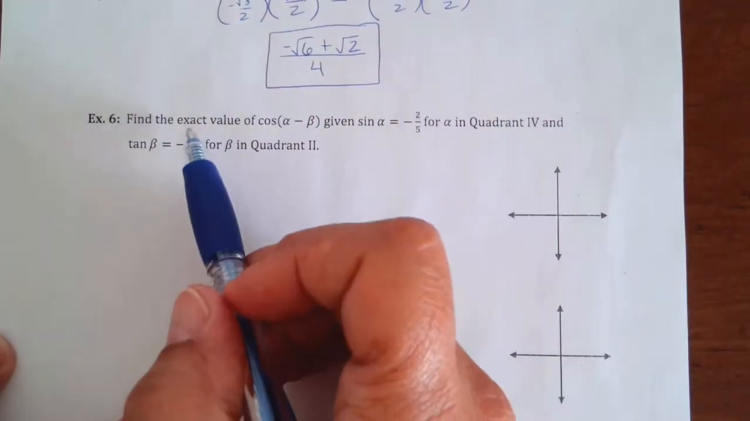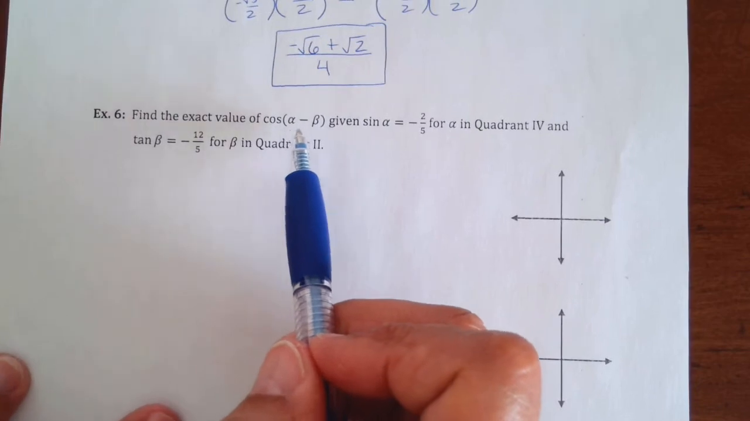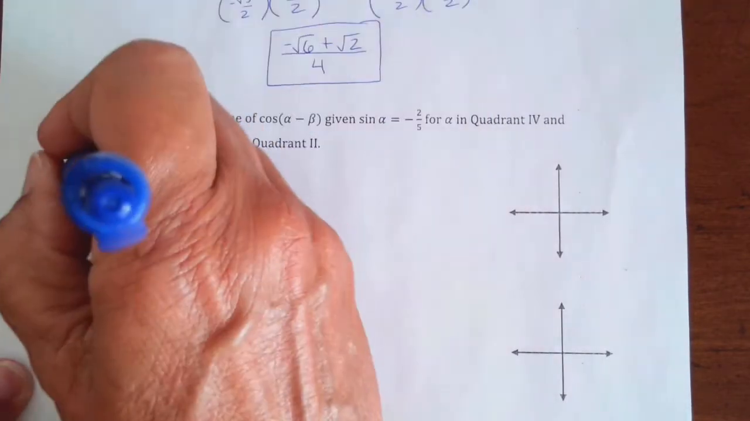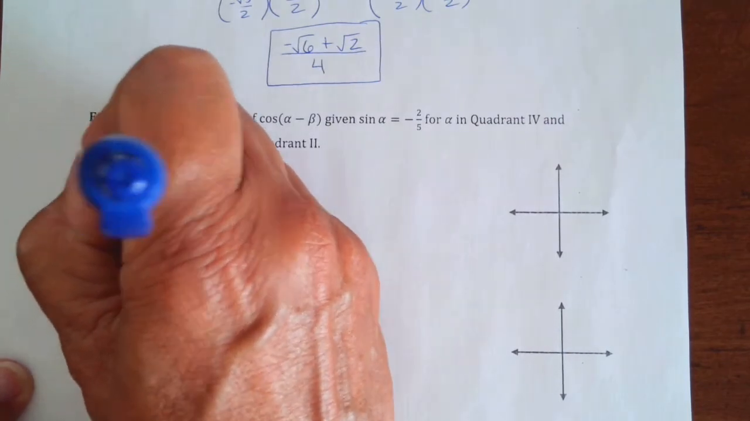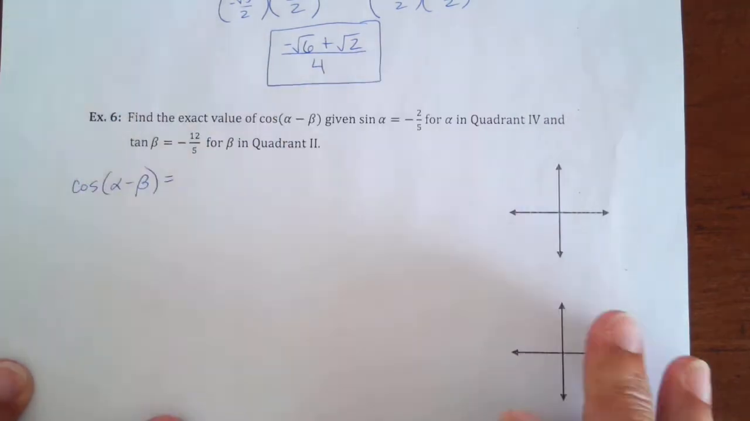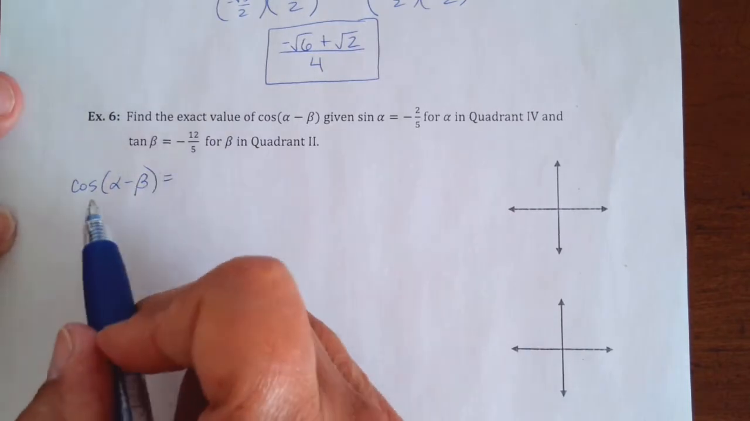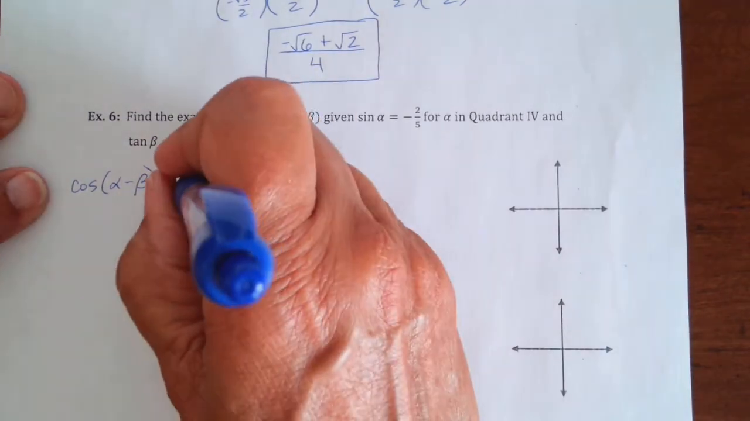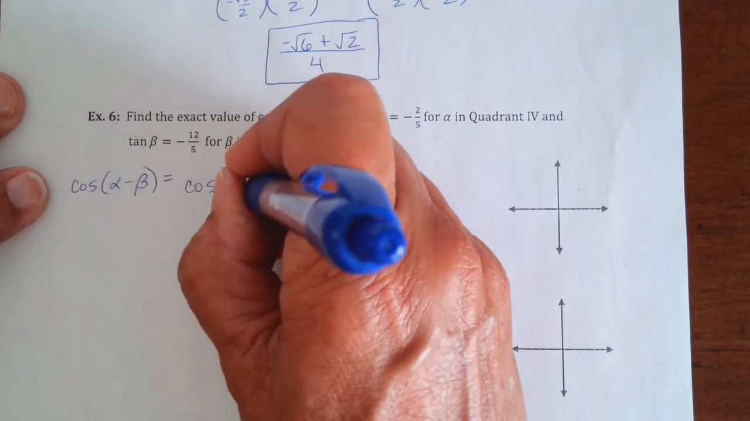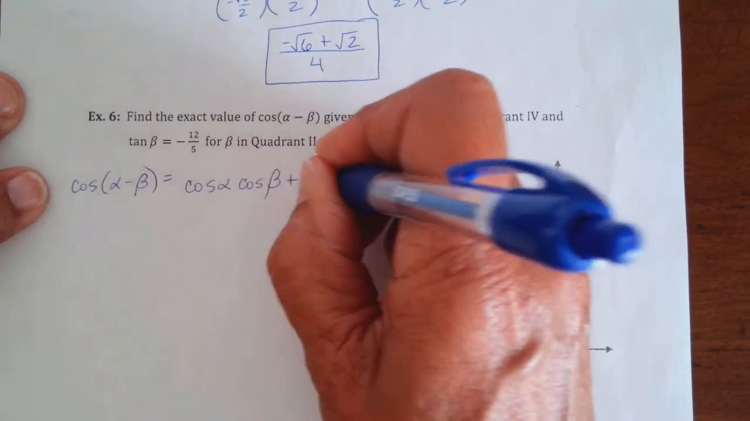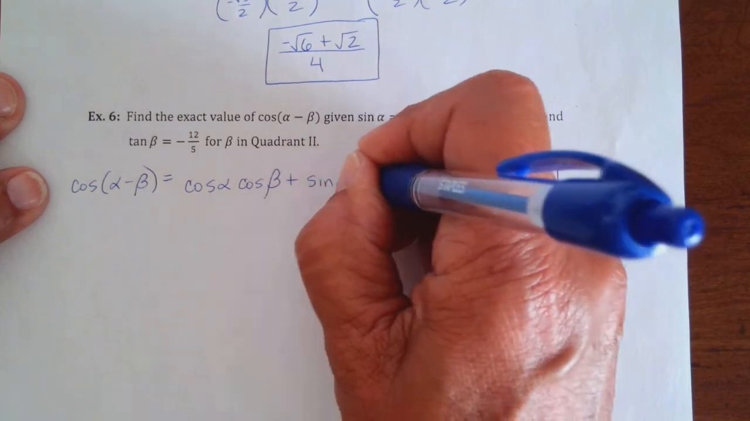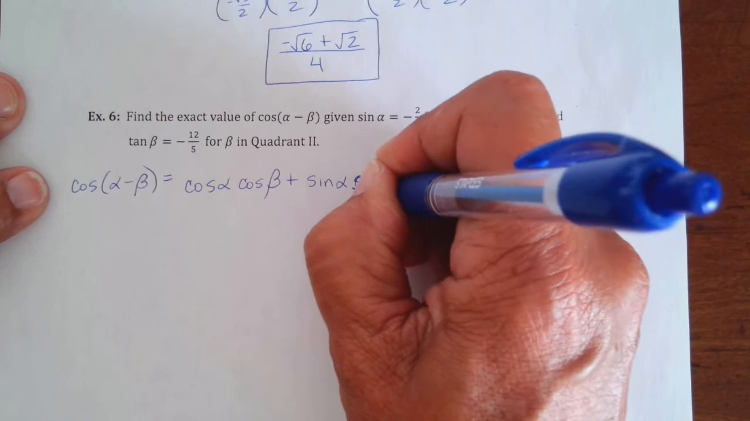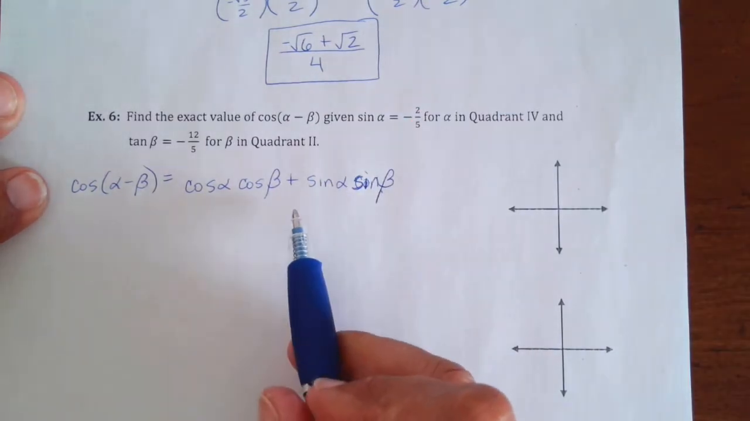All right, so first thing you always want to do is look at the problem and look at what you're trying to find. Find the exact value of the cosine of alpha minus beta. So before I even look at anything else in the problem, I'm going to do this formula, okay? So this is a sum and difference formula for cosine. So same word, different sign in the middle. So this will be the cosine of alpha, cosine of beta, plus the sine of alpha, sine of beta. Right? Same words, different sign in the middle.